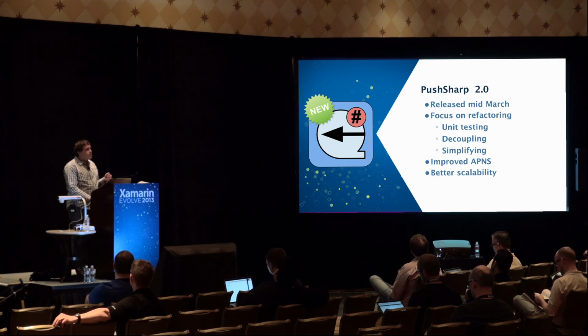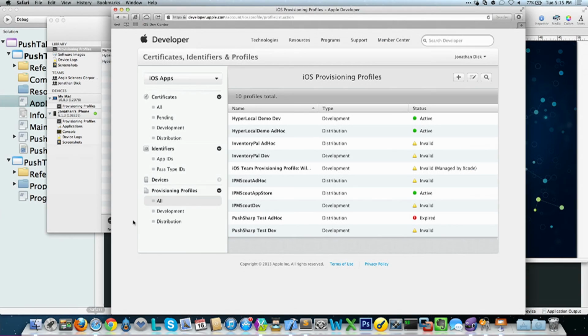The APNS support is a lot better, and that's really always been the problem area if there was to be one, just because of the weird protocol that Apple uses. And it scales a lot better now, too, because of being able to use unit tests to make that a lot better. So now's the time where I do a scary live demo, because network connections are always fun.